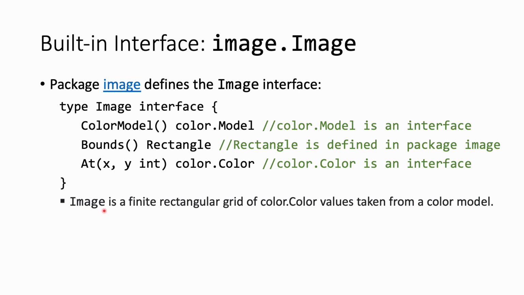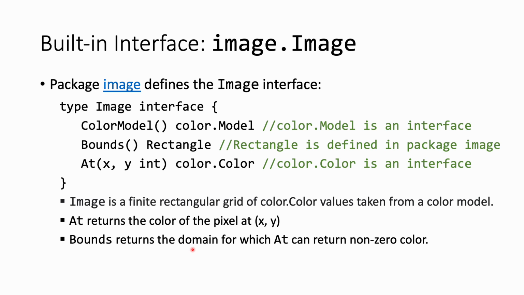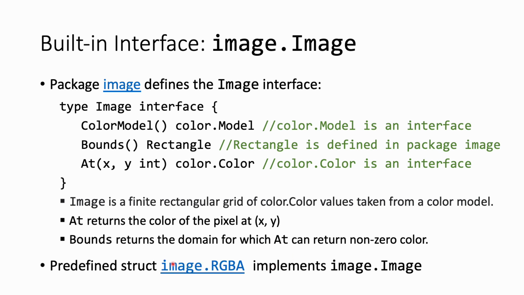And method At should return the color of the pixel at a location given by the arguments x and y. The method Bounds should return the domain for which a method At can return a non-zero color. The image interface is implemented by the struct RGBA in the image package.